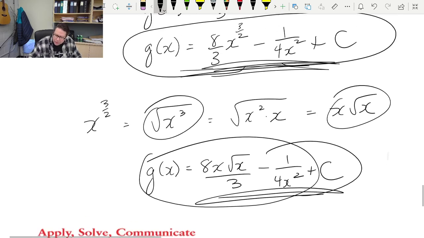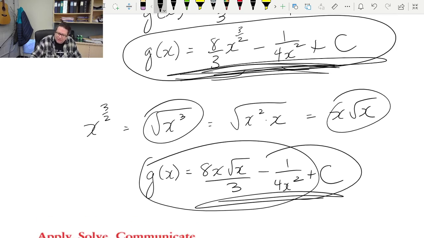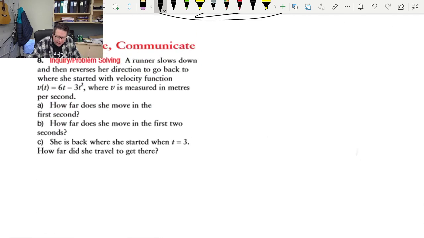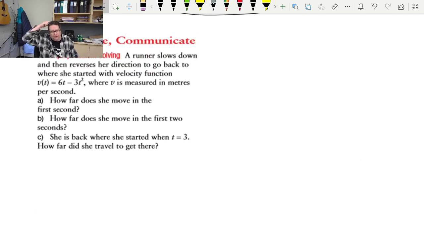So I honestly don't know which way the book would give the answer, but I suspect it's this one. All right. I can maybe go through one more antiderivative here. How about we'll do a word problem? I know some of you aren't physics students, but you all did enough physics in grade 10 science to understand problems like this. And this is an antiderivative problem.